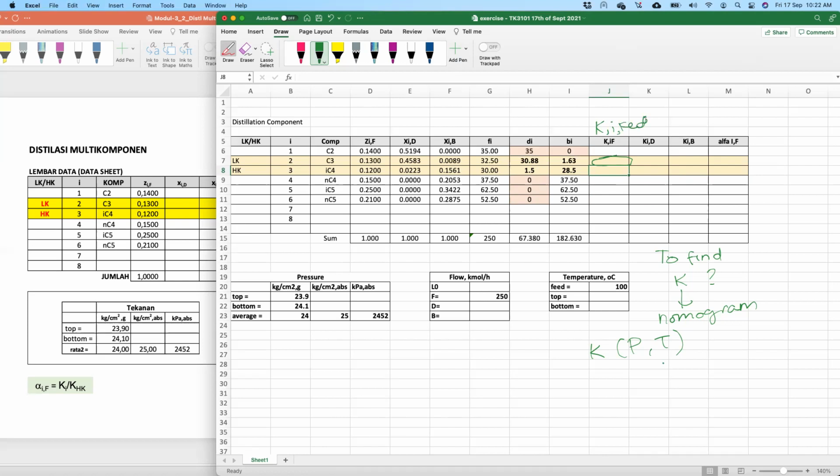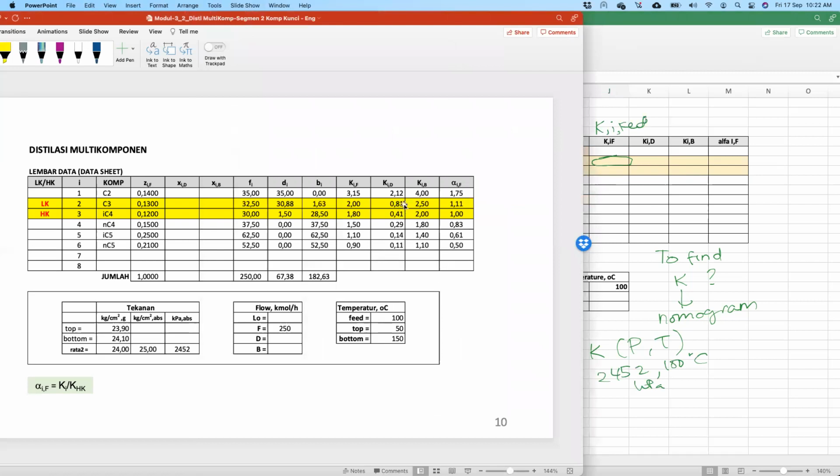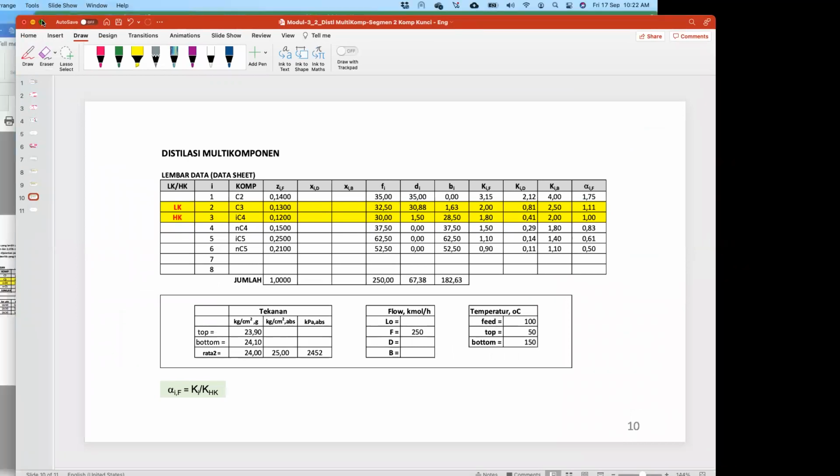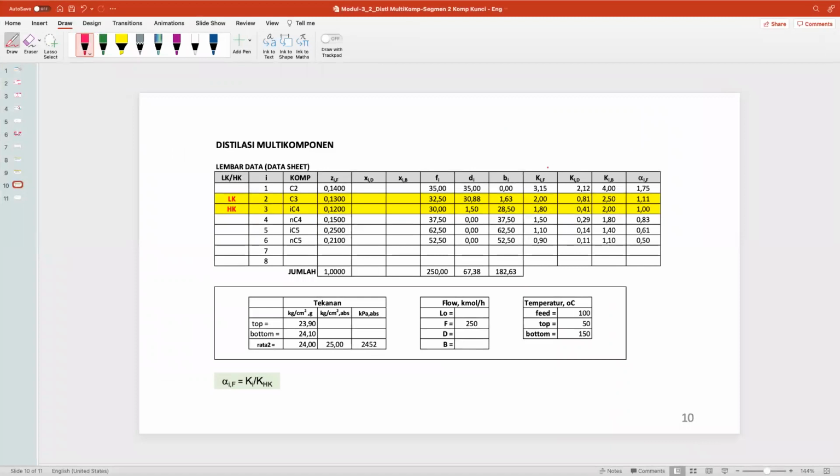We have to find the temperature, for example 100 degrees Celsius, and then the pressure around 2452 kilopascal, and then find the K value. Here they find the K value is around this part. I know this is going to be time consuming, but from here you can find all of the K values for each component, for example when the pressure is 2452 and the temperature is 100 degrees Celsius.